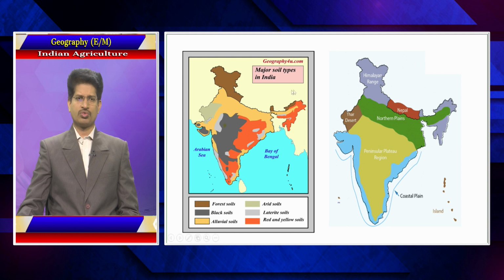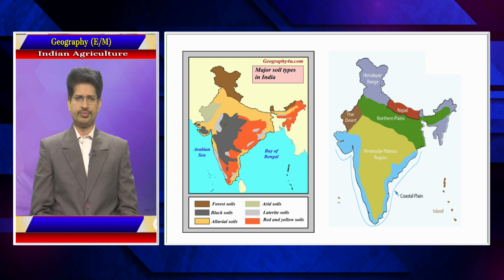So, these are the different types of soils present in our country which are impacting agriculture. What are the different states, and what are the different kinds of crops being cultivated? Let us examine on the basis of the variation of the different types of soils in our country.